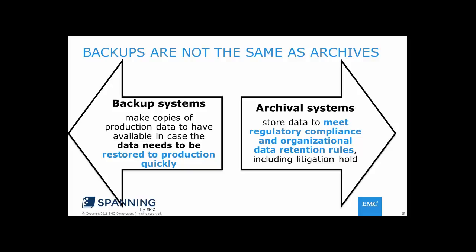So backup systems are built so that you have a copy of production data someplace close on hand that you can rapidly restore back into production so that work keeps flowing quickly. Archive systems absolutely keep a copy of data and changes to every data.